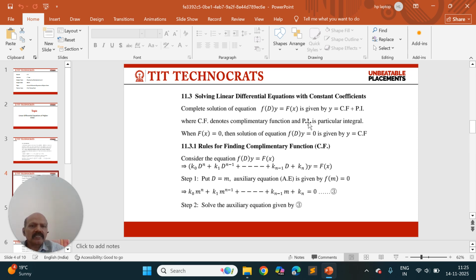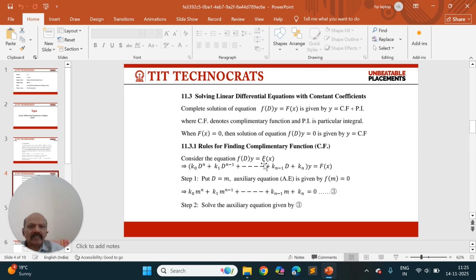It is a solution which does not contain any arbitrary constant. Means we shall find the solution with no arbitrary constant. Adding CF and PI will give us the general solution. So in this we shall discuss first complementary function, method of solving complementary function. So here you see, consider the equation f of D operator y is equal to f of x. So we will solve CF.